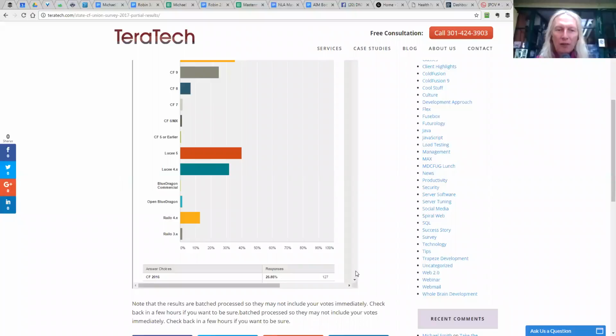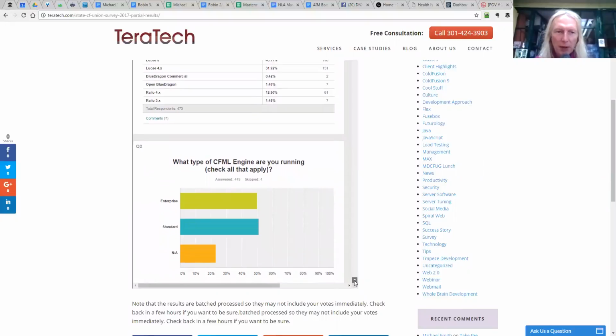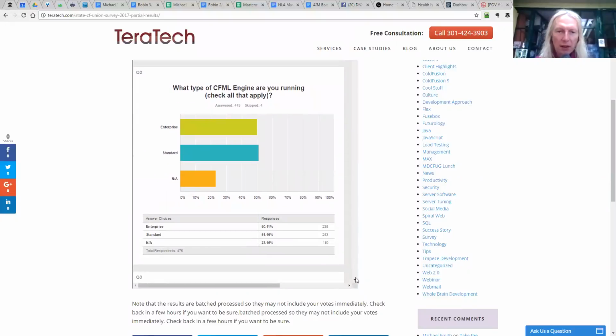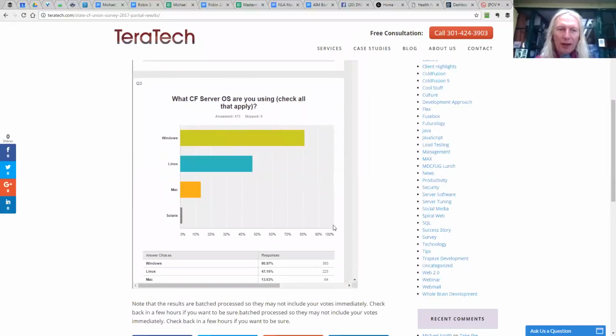So true. Well, anyway, let's move on down to, I don't know if there's much to say about enterprise versus standard. Quite a lot of people using enterprise. So pretty neck and neck. Yeah. I assume the non-applicables are probably mostly the Lucy user base, since there's no differentiation there. Yeah, you get all the features in the one version. I guess it's either free in one version or free in the other version. So they said, screw it, we're just going to have one version. Yeah. And then yeah, go ahead.